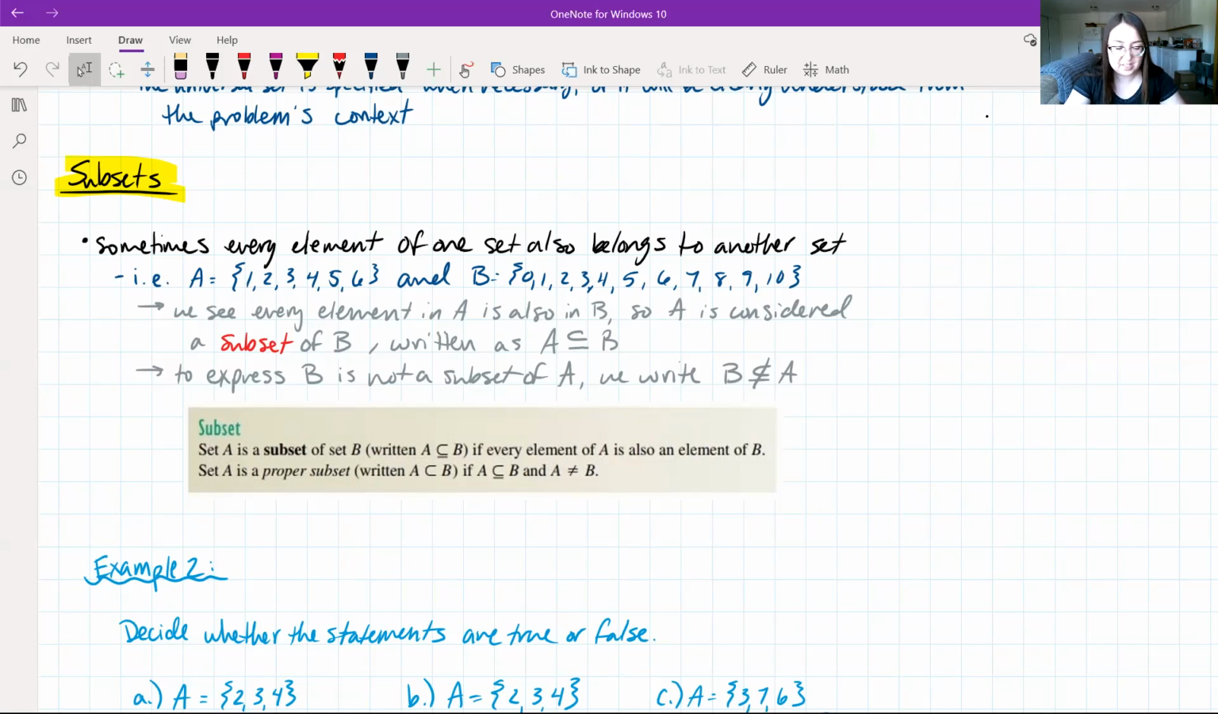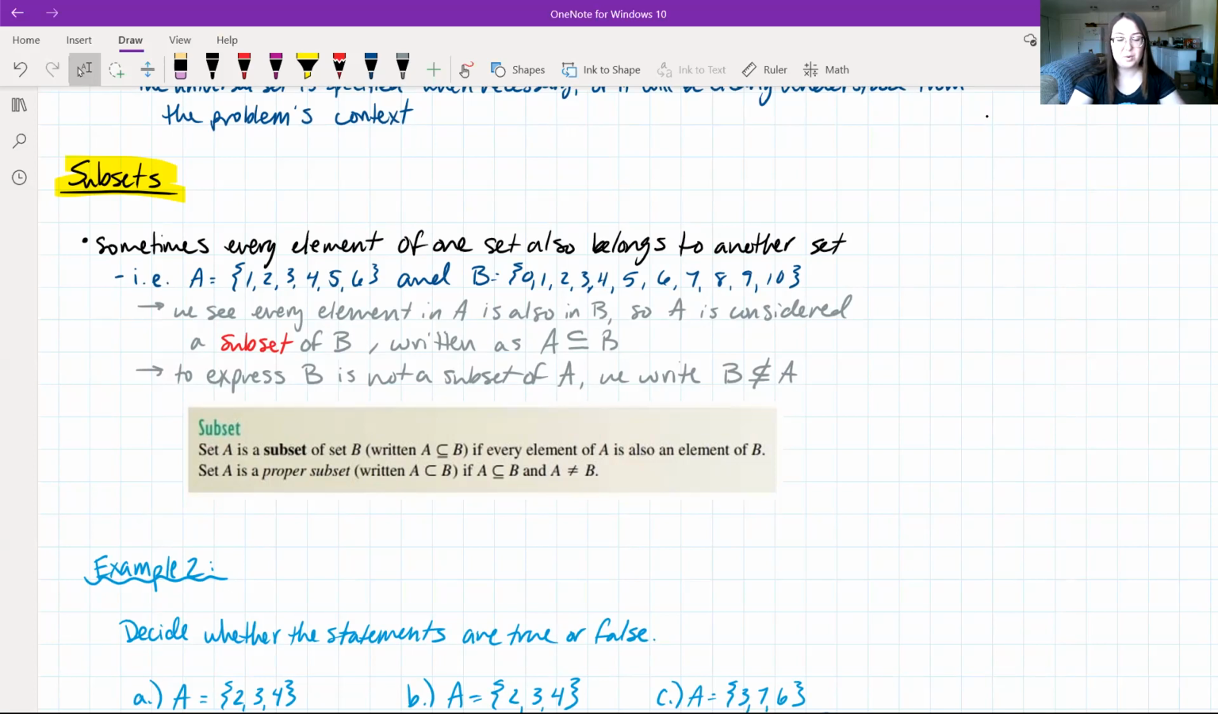So the book definition of this: we say set A is a subset of B, written as A with our symbol, the sideways U with a line underneath, if every element of A is also an element of B. Then we also have another definition: set A is a proper subset of B if A is a subset of B and A does not equal B.